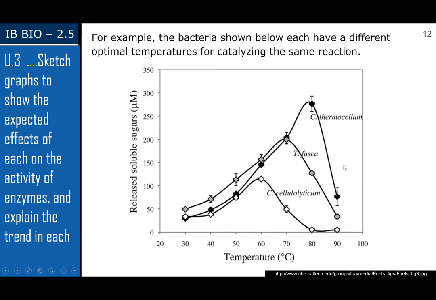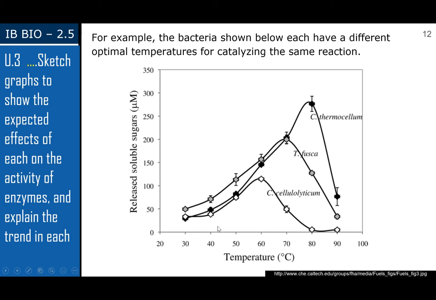Now, that doesn't mean that all enzymes have the same optimal temperature. So, remember we talked about how different individuals and different species have different proteomes, or they have the different range of proteins that they can produce. Well, enzymes are proteins, so we all produce slightly different enzymes, and those enzymes have different optimal ranges, right? So here we have three different types of bacteria, and we have sugar, and we have temperature. So we have how much sugars are being broken down by these bacteria.